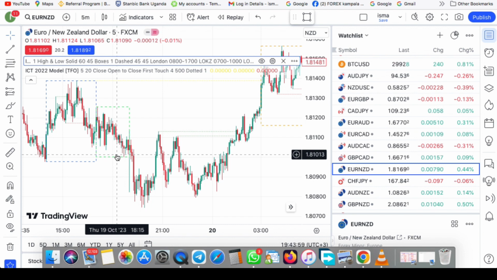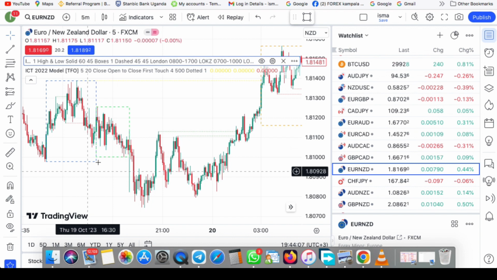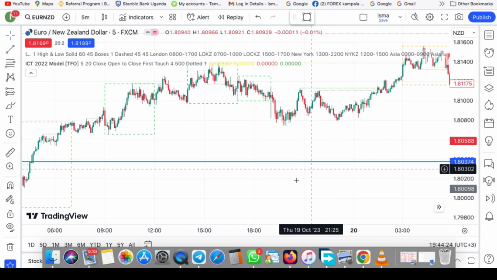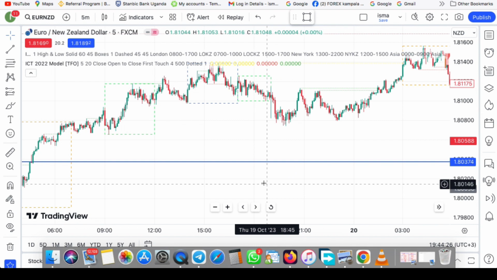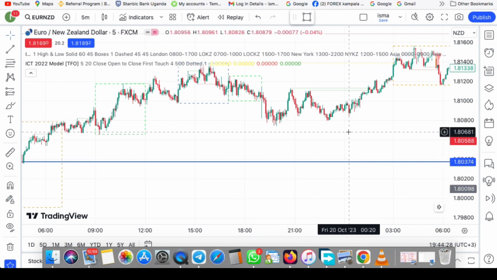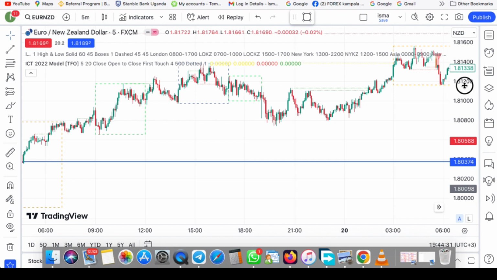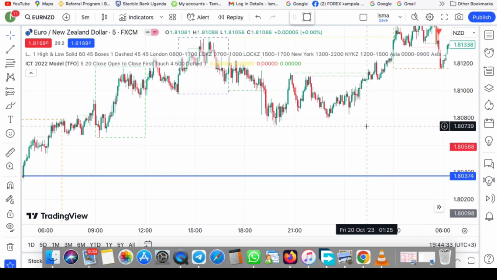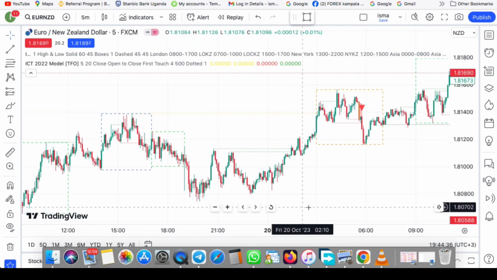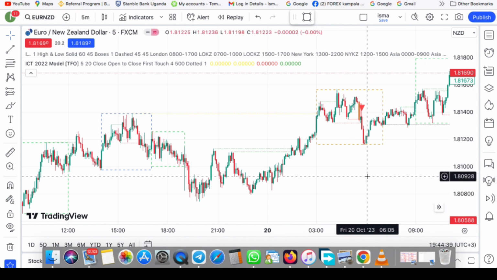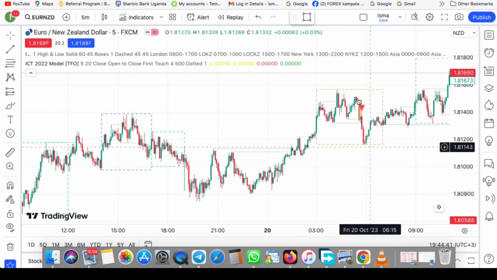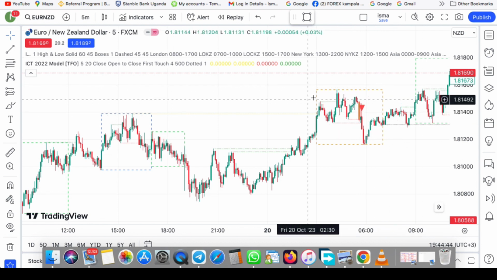Now, our indicator, since it spots the liquidity levels, let me try to make it a bit large. So this is what happens. Now, once you look at this, of course, it is the Asian one. It's usually red. That is the Asian Q zone. And what this indicator, the ICT 2022 model, will do, let me make this a bit big for you to see what I'm trying to show.